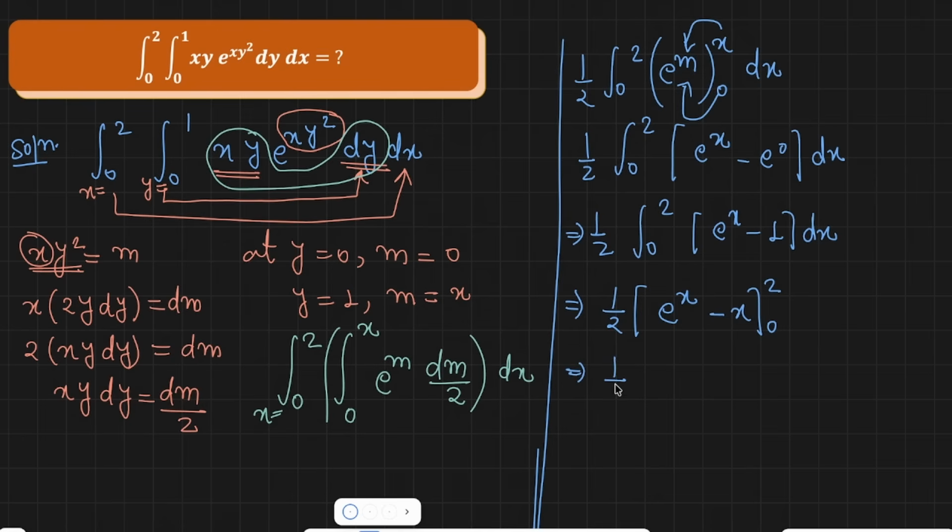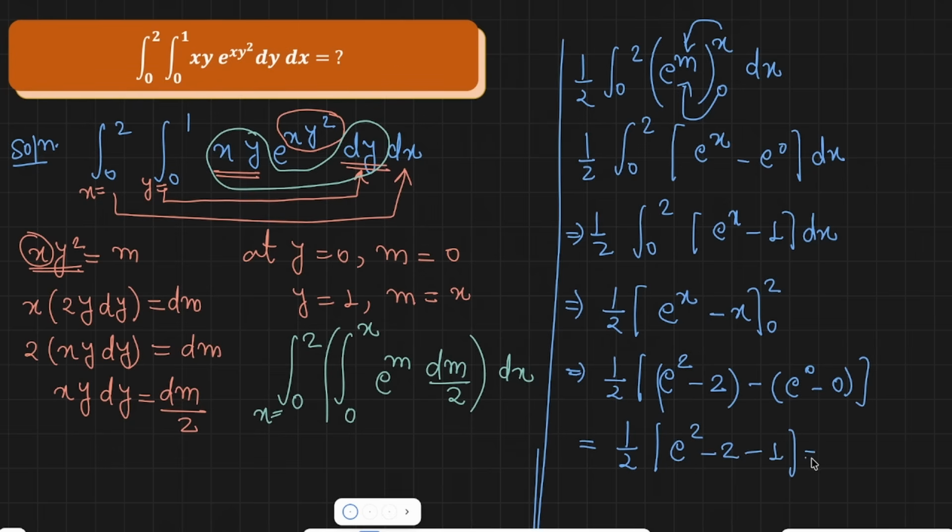Apply the limit. So 1 by 2, while applying the limit, it will be e to the power of 2 minus 2. Okay, minus e to the power of 0 minus 0. So it will be 1 by 2 (e to the power of 2 minus 2 minus 1). So your final answer will be 1 by 2 (e square minus 3). This will be your correct answer.